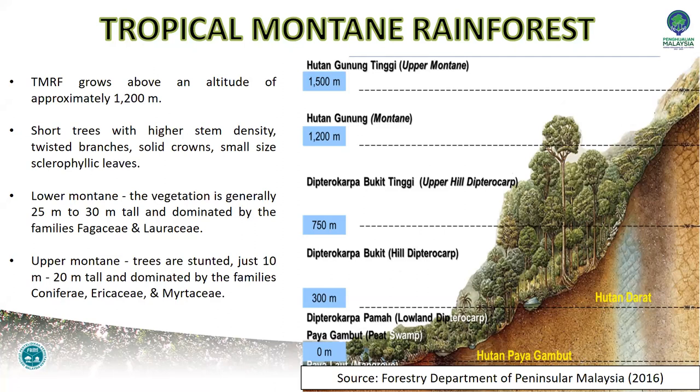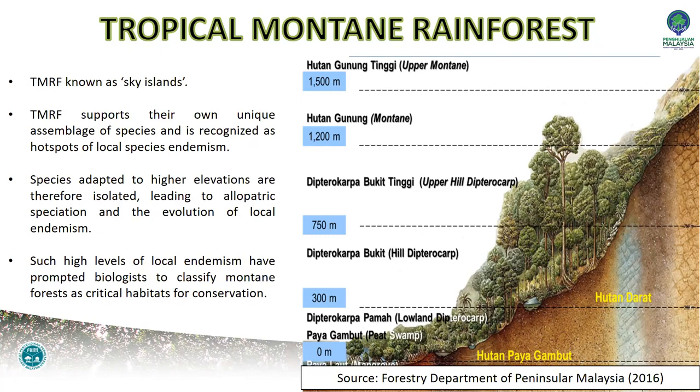Tropical mountain rainforests are characterized by short trees with higher stem density, twisted branches, solid crowns, and small-sized chlorophyllous leaves. On the lower mountain, the vegetation is generally around 25 to 30 meters tall and dominated by the families Fagaceae and Lauraceae. On the upper mountain, trees are stunted, just about 10 to 20 meters tall and dominated by the families Coniferae, Ericaceae and Myrtaceae.